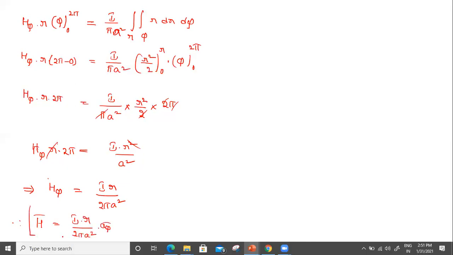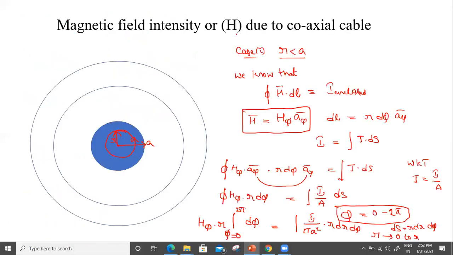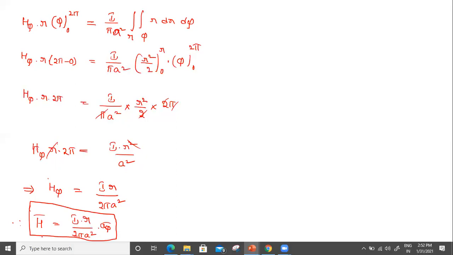This is the magnetic field intensity when it is inside the inner conductor. That is the first case. Case 1 is r less than a. That is the closed path. It should be less than a. From this condition, I derived this magnetic field intensity.